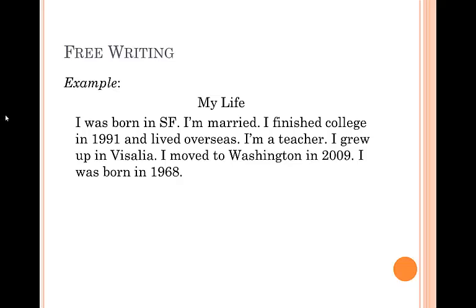Free writing is writing sentences or parts of sentences, but again, don't worry about making mistakes and don't worry about being organized. I was born in San Francisco, and you can see I wrote SF for San Francisco. I'm married. I finished college in 1991 and lived overseas. I'm a teacher. I grew up in Visalia. I moved to Washington in 2009. I was born in 1968. So again, these are the ideas I want to write about, but they're not organized and they're not perfect. But I have my ideas so I can remember them.